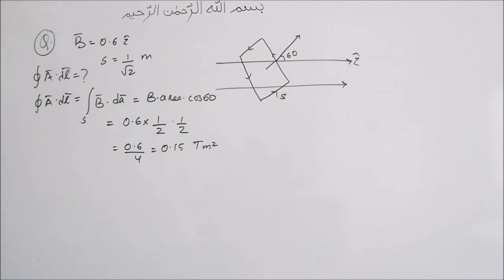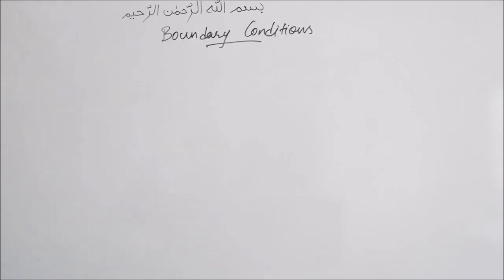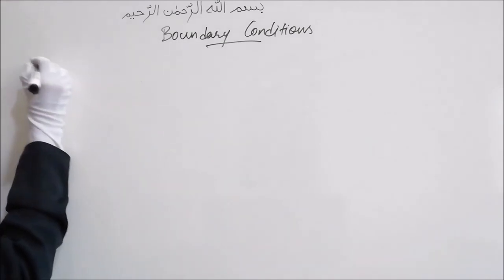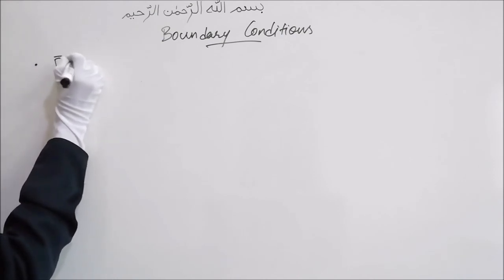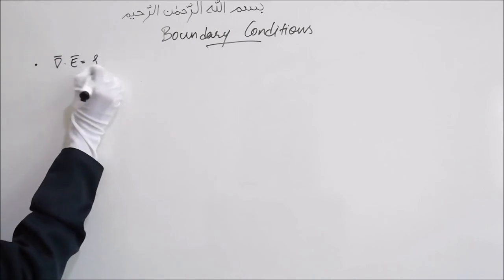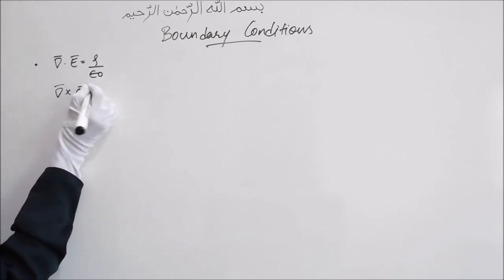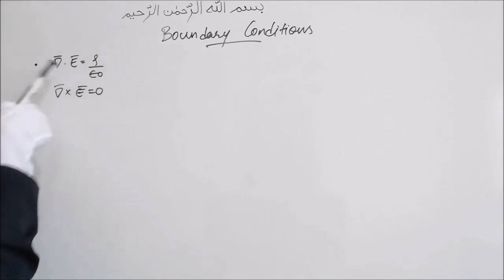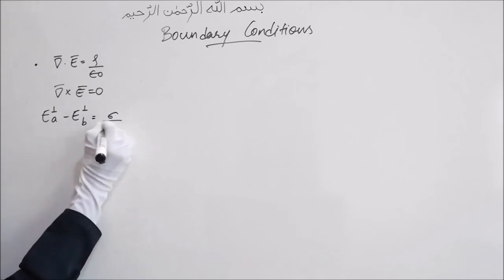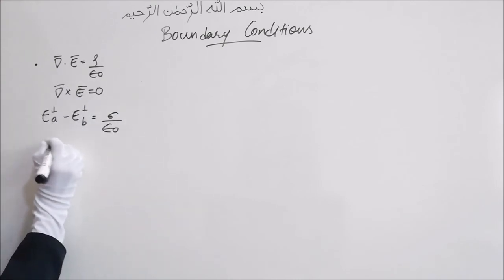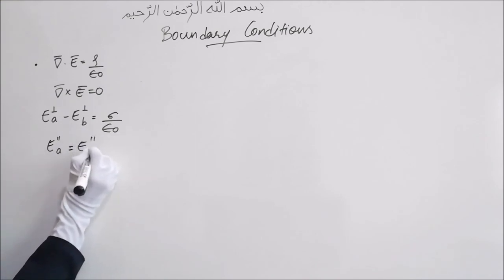Hope that's clear. Now let's look into boundary conditions. Boundary conditions will go quite fast here because we have already seen them in quite some detail in electrostatics. In electrostatics, what did we see? We saw del bar dot E bar is equal to rho upon epsilon naught, and del bar cross E bar is equal to 0. Dot gives the perpendicular component, so E perpendicular above minus E perpendicular below is equal to sigma upon epsilon naught. Cross gives the parallel component, and we had E parallel above is equal to E parallel below.